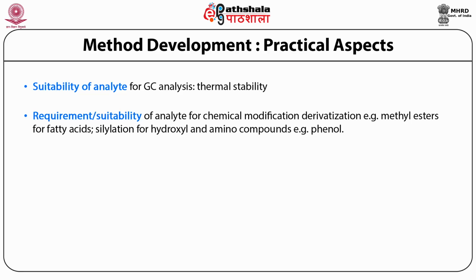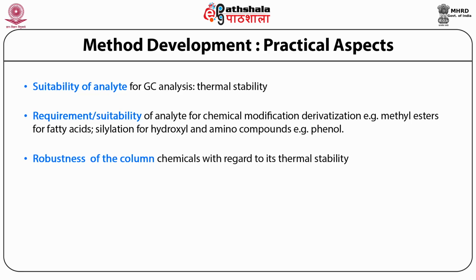Derivatization, apart from modifying polarity or volatility, can also help it to be tagged with a functional group to improve detection. So, for example, tagging with chlorine is done so that it improves the response of the detector, of the electron capture type of detector. Then the robustness of the column chemicals with regard to its thermal stability needs to be determined. And again, there is a wide range of chemicals now available which are part of the column, and the thermal stability of each of these varies.